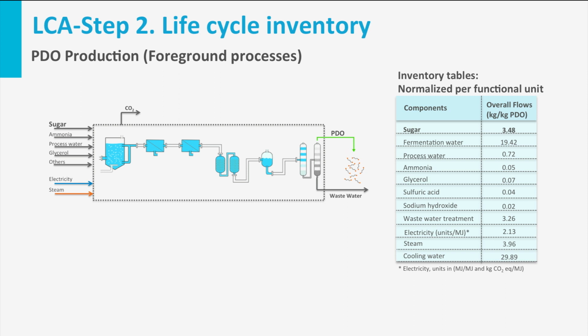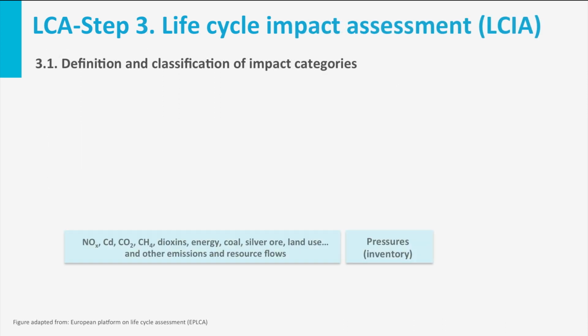occurring through the process. The third step is the life cycle impact assessment, LCIA, which aims to describe the impacts caused by the emissions and consumption of resources over the whole life cycle.